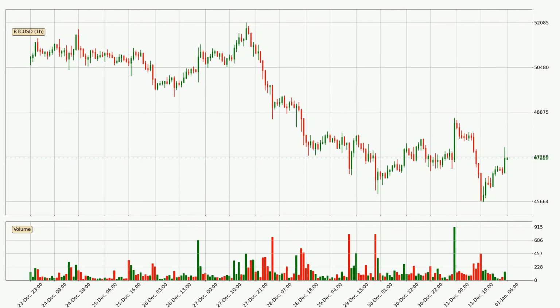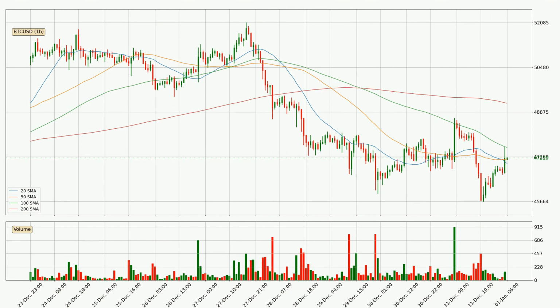Looking at the hourly time frame for Bitcoin, the price dipped down with around 3.5%. But then came up again in the last 24 hours, with a current price of $47,229. Looking at the hourly simple moving averages, the price broke the 50 SMA to the upside. It's a strong signal that there has been a higher than average volume. The current price is between the 50 and the 100 SMA.